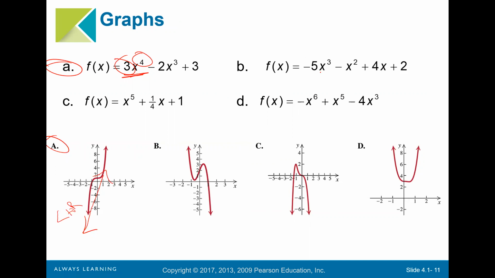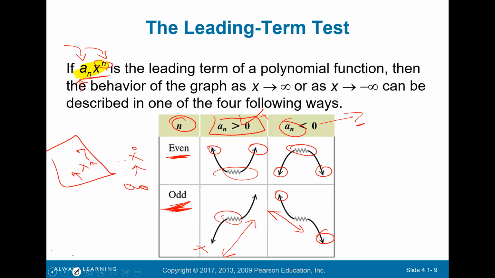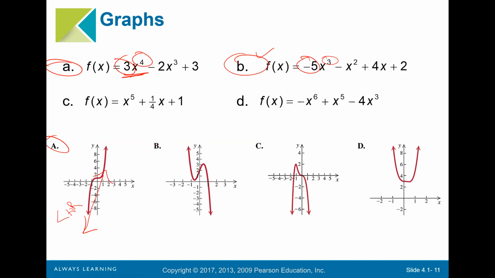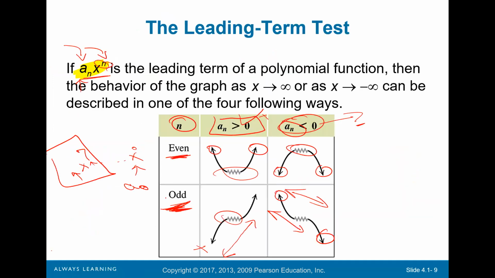All right, now B says we have a -5, so we have a negative odd value. It is written in descending order. I should have checked that first. Yes, check descending order. My leading degree is 3. Okay, so we're checking out the -5. The -5 is less than 0, and it's odd, so I'm going to have a decreasing effect from left to right. So decreasing left to right, we agree, is B, right? All right, now let's look at C. C has a leading degree of 5, a positive 1, so it's odd and it is positive.